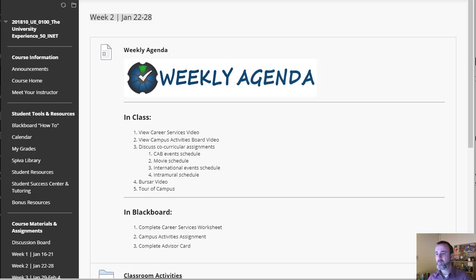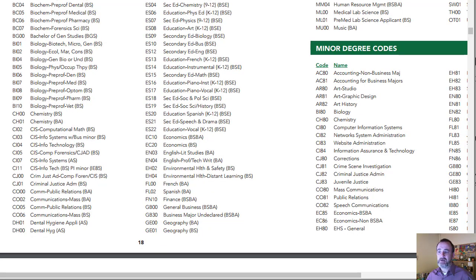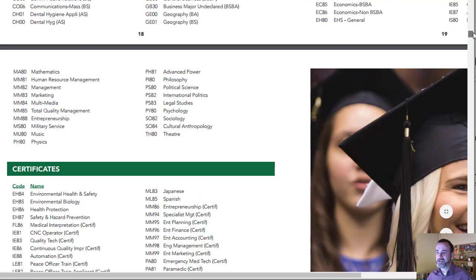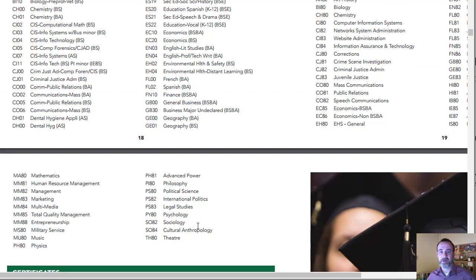It's very important. One thing many of you missed on your advisor cards were the degree codes. I didn't count off for that, but I did want to show you where the degree codes could be found in case you need that later down the road. So I'm going to pull up the Rory's Guide here, and you'll see we're on page 18 of the Rory's Guide, and here's the complete listing of the major degree codes. Over on page 19 are the minor degree codes, which are continued on to page 20.